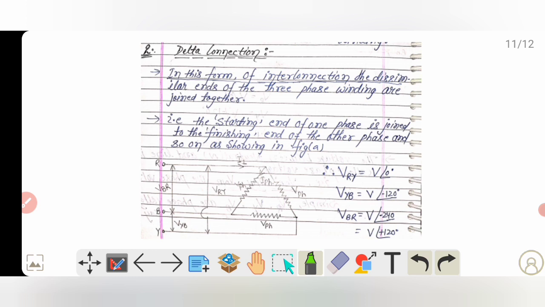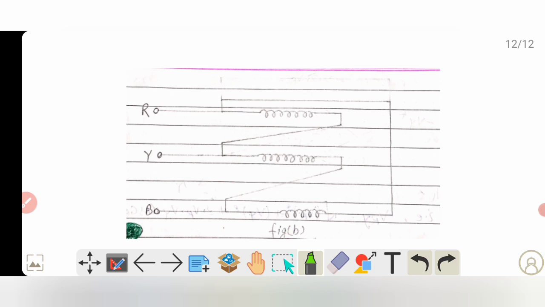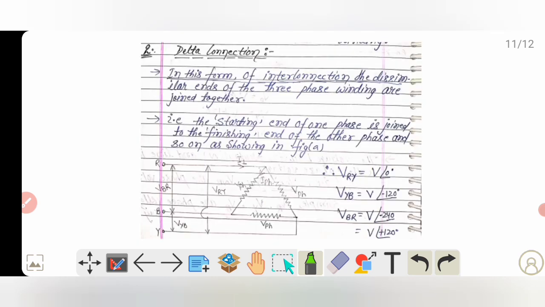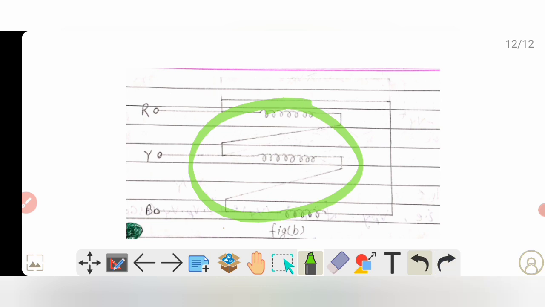And my dear friends, delta connection can also be shown by another method, as you can see here, where this is R, this is Y and this one is the B phase. So we can denote delta connection in two ways. This is the first way and this one is the second way. Now my dear friends, in this video we discussed the generation of three-phase EMF, then the definition of phase sequence, and then the two types of three-phase connection, that is, star connection and delta or mesh connection.